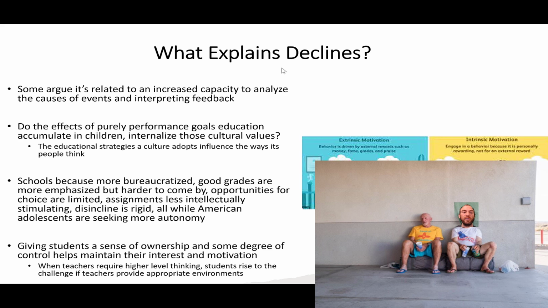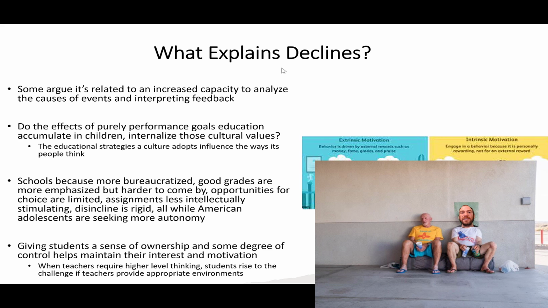Opportunities for choices are limited. Assignments are less intellectually stimulating. Discipline is rigid, all while American adolescents are seeking more autonomy. Giving students a sense of ownership and some degree of control helps maintain their interest and motivation. When teachers require higher-level thinking, students rise to the challenge if teachers provide appropriate environments.